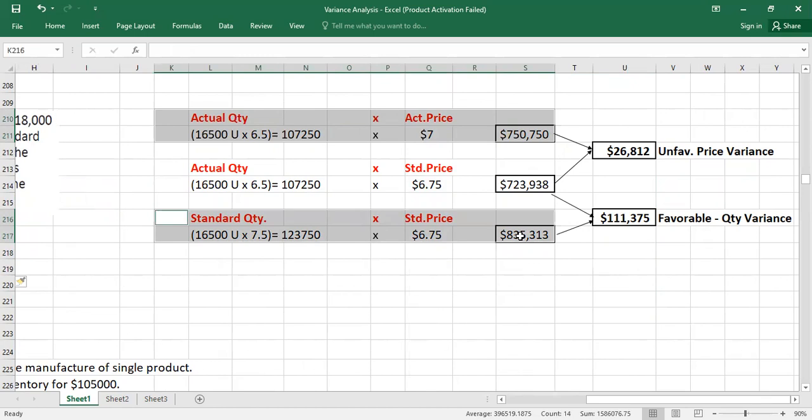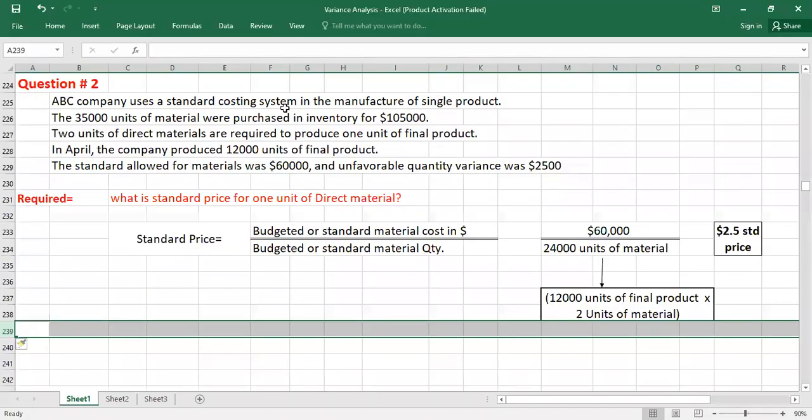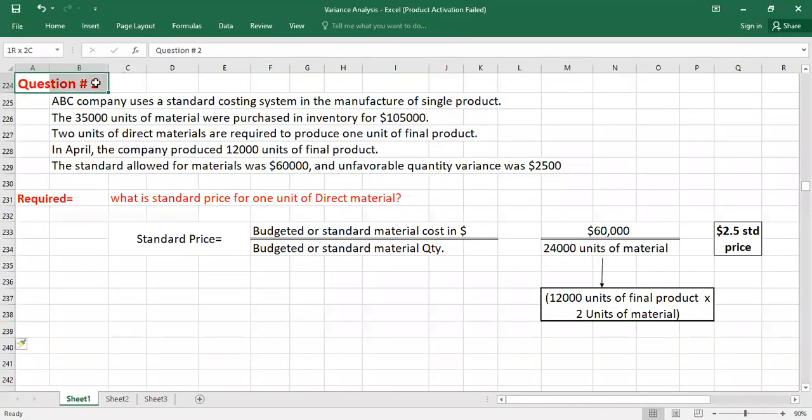Now we are going to move to the second question with more complex adjustments. Question number two: for example, we have ABC company. ABC company uses a standard costing system in the manufacture of a single product. So we are manufacturing a single product.